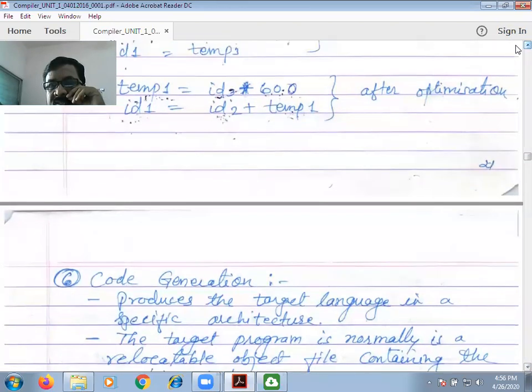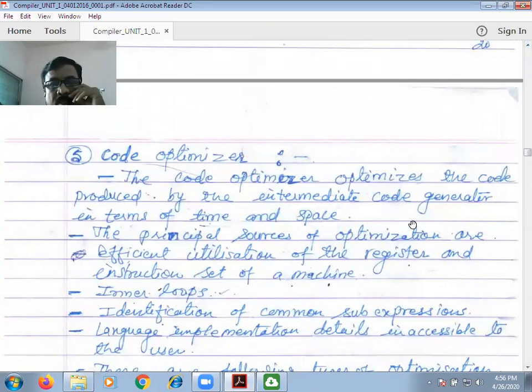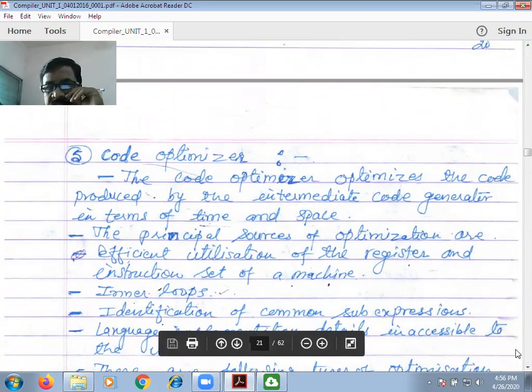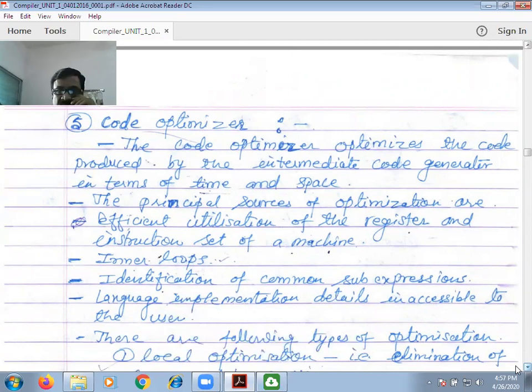The code optimizer phase optimizes the code in terms of time and space. The principal sources of optimization, that is, why we optimize the code: the codes are optimized for the efficient utilization of registers and instruction set of the machines. Principal sources of optimization are the registers and instruction set of machines, inner loops, identification of common expressions, and language implementation details that are inaccessible to the users.